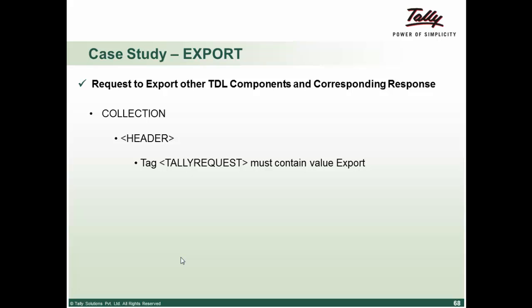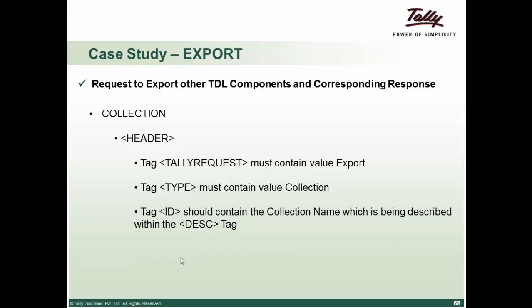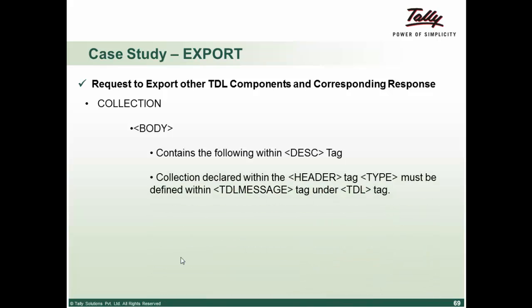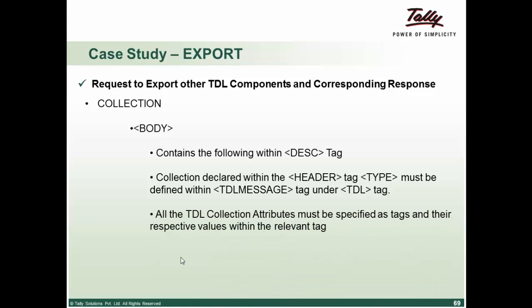Then collection, we need the header, tally request has to be export, type has to be collection, and ID should be the name of the collection. At the body we require a description and the collection declared within the header tag type must be defined in the TDL message. So that's what we did. We mentioned our collection name and we provided its tag details. All the TDL collection attributes must be specified as the tags and their respective values, because an important thing for a collection is its type, which should be specified, without which it cannot fetch the required values.